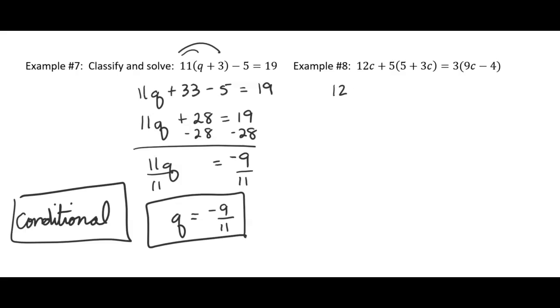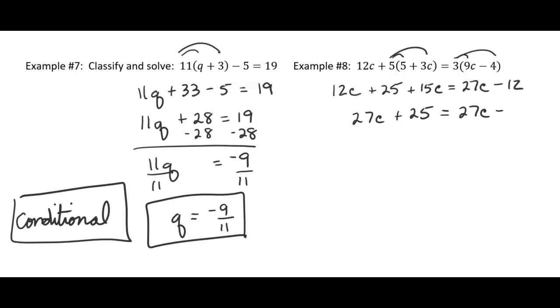We have 12c, we have to distribute, plus 25 plus 15c equals 27c minus 12. Okay, so we have 27c plus 25 equals 27c minus 12. Now at that point, you see that the 27c is the same on both sides. So you could say that this is a contradiction.